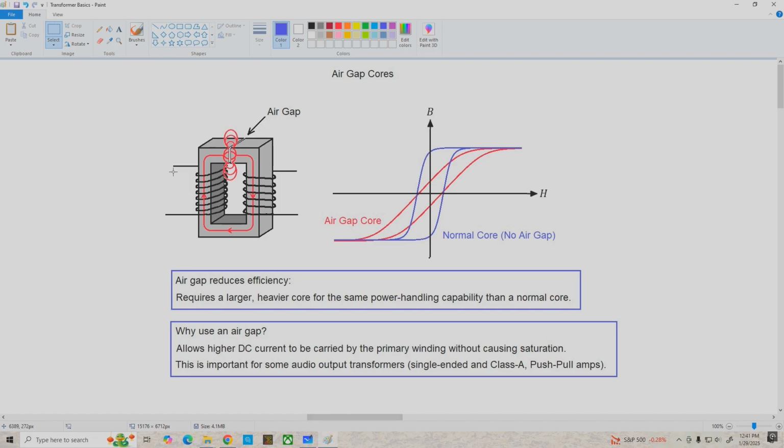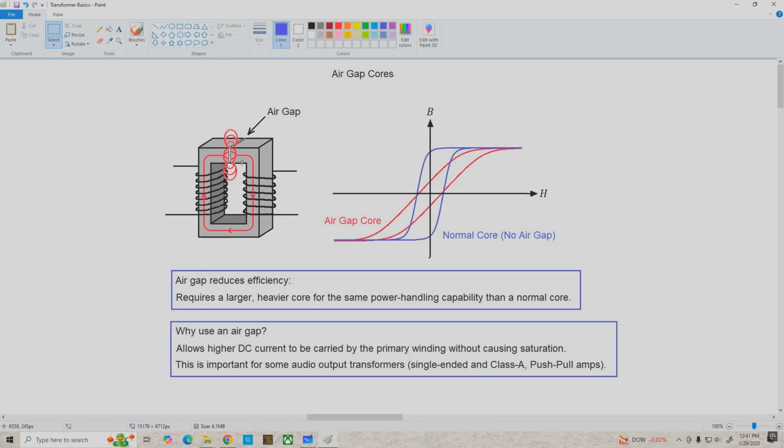Here we've got a core with an air gap, and you can see the flux fringes out into space when it hits the air gap. The effect that this has on the hysteresis curve is shown over here. Without an air gap, we have a relatively vertical hysteresis curve. Adding the air gap skews the curve horizontally, and overall it reduces the efficiency of the core, so we need to use a larger, heavier transformer for the same power handling capability as a core without an air gap.